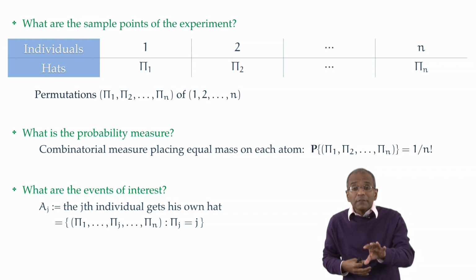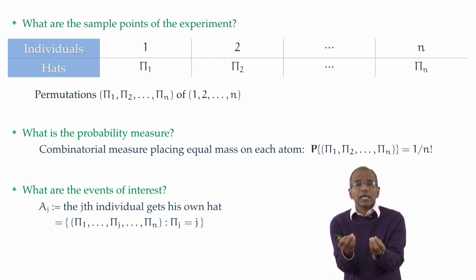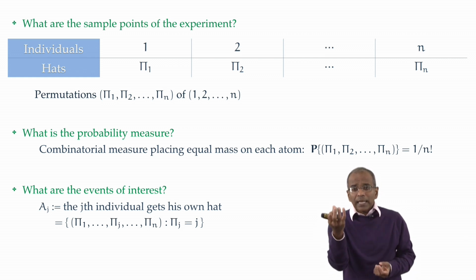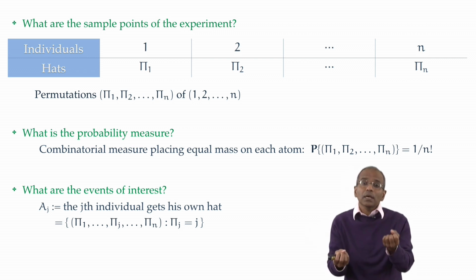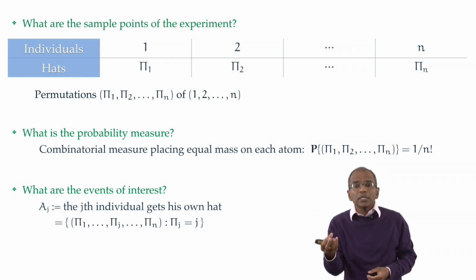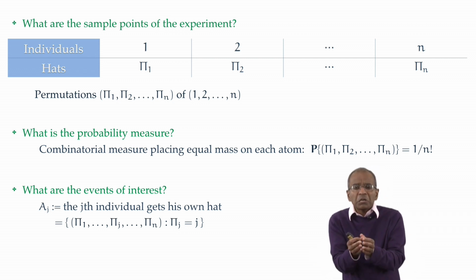But these events are not independent. And to see why this is the case, all we have to do is consider the simplest of the settings where, say, n is 2. If you only had 2 individuals, then if the first individual gets his hat, in other words, A1 occurs, that forces the second individual to also get their hat. In other words, when you have 2 individuals, knowing A1 tells you everything about A2. Of course, so these events are now tightly coupled together.